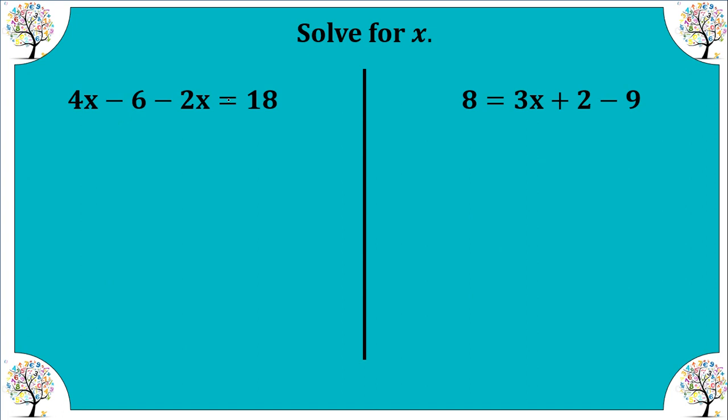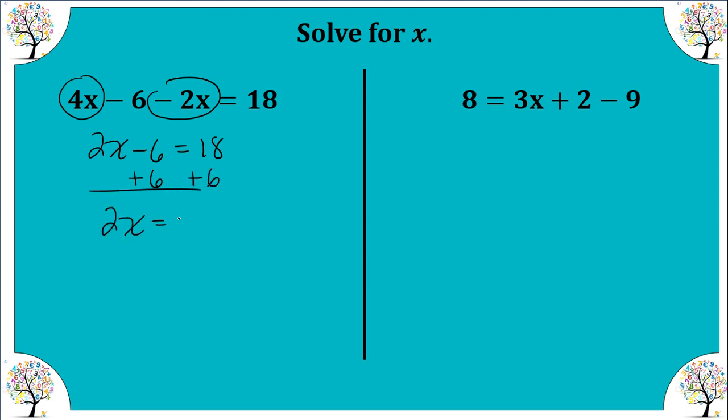Okay, in this problem, there's no parentheses, but I do have some like terms that can combine. So notice how I include the operation in front of the term. So this is 4x minus 2x, so that's really 2x minus 6 on the left. We don't have variables on the left or right, so we can solve now. We have multiplication and subtraction, so we're going to undo subtraction first by the addition property, adding 6 to both sides. We're going to undo multiplication by dividing by the 2. And my isolated variable x is equal to 12, my one solution.